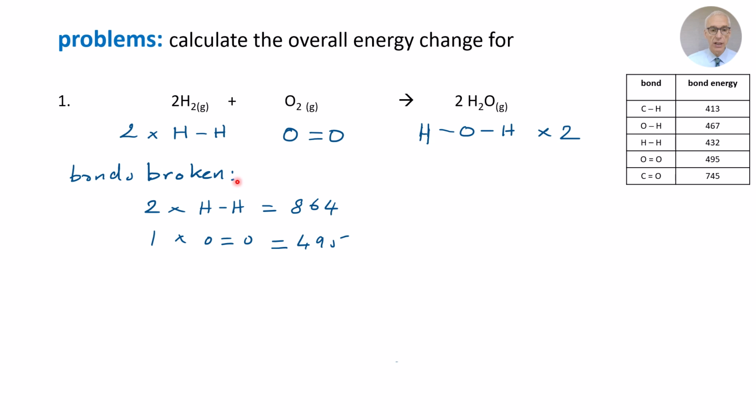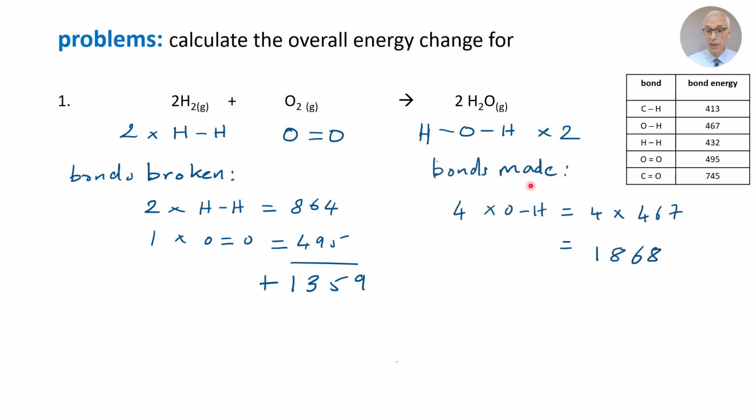So if I now analyse the bonds broken, well, from this table, hydrogen is 432, so I've multiplied that by 2, comes to 864. The oxygen double, make sure you use the right energy value, 495. And that totals plus 1359. I've given it a positive sign because breaking bonds is endothermic. So we give the bonds broken a positive energy value.